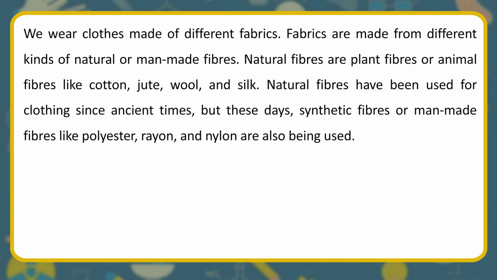We wear clothes made of different fabrics. Fabrics are made from different kinds of natural or man-made fibers. Natural fibers are plant fibers or animal fibers like cotton, jute, wool, and silk. Natural fibers have been used for clothing since ancient times, but these days, synthetic fibers or man-made fibers like polyester, rayon, and nylon are also being used.